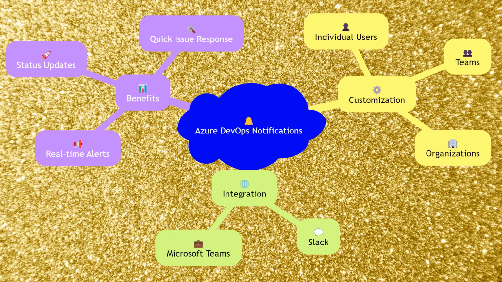Azure DevOps offers a comprehensive notification system that allows you to receive alerts for various events. You can customize notification settings for individual users, teams, or entire organizations. Additionally, you can integrate with third-party services like Slack or Microsoft Teams to receive real-time alerts. By configuring notifications in Azure DevOps, you ensure that your team stays informed about the status of your pipelines and can quickly respond to any issues.